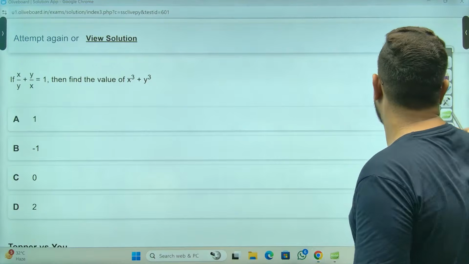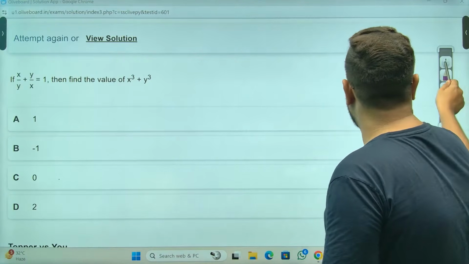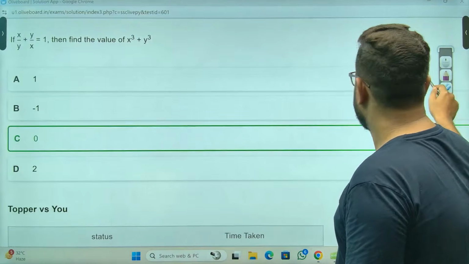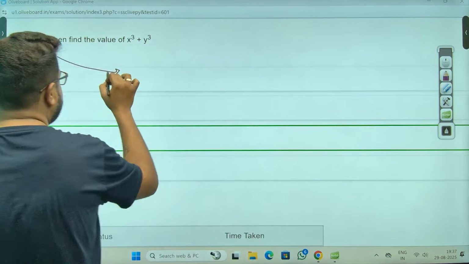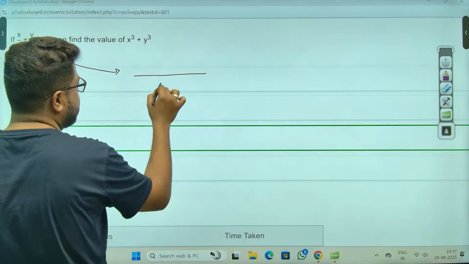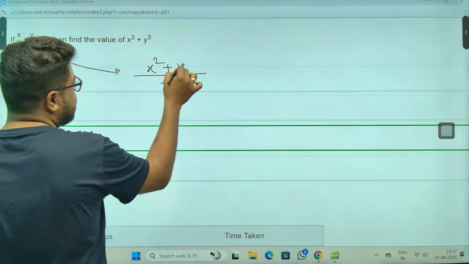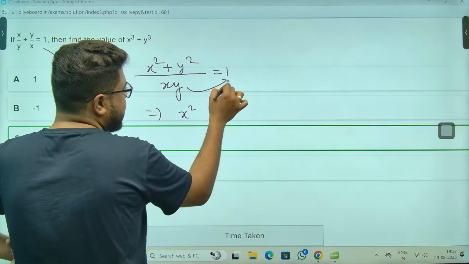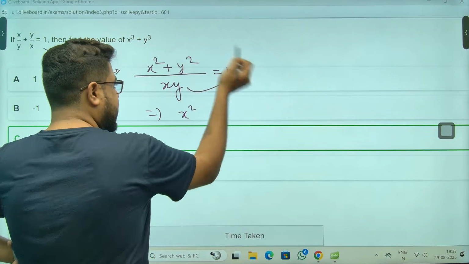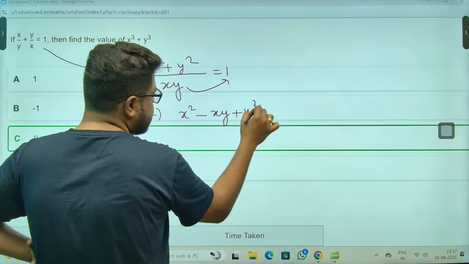Next one. Sir, the answer is 0 here, always. Multiple times I have told you. Now again, you might say, sir, why? Look once. If you don't remember, you should remember this. x, y, LCM, x square plus y square, this is 1. Next line, x square will go that side, it will become xy. Take this to this side. So minus xy plus y square is 0.